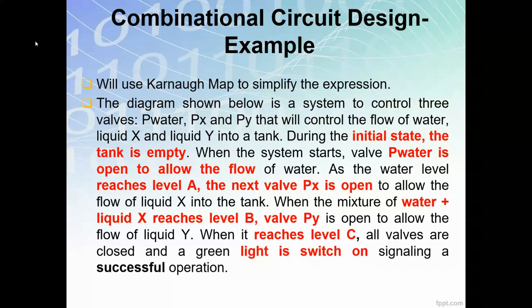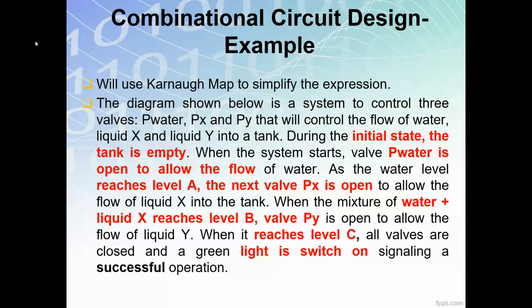But now we are going to look at one of the case studies, whereby we can design our combinational circuit diagram by generating the truth table. After generating the truth table, we can get the Boolean expressions, and then from the Boolean expressions we can draw the circuit diagrams.